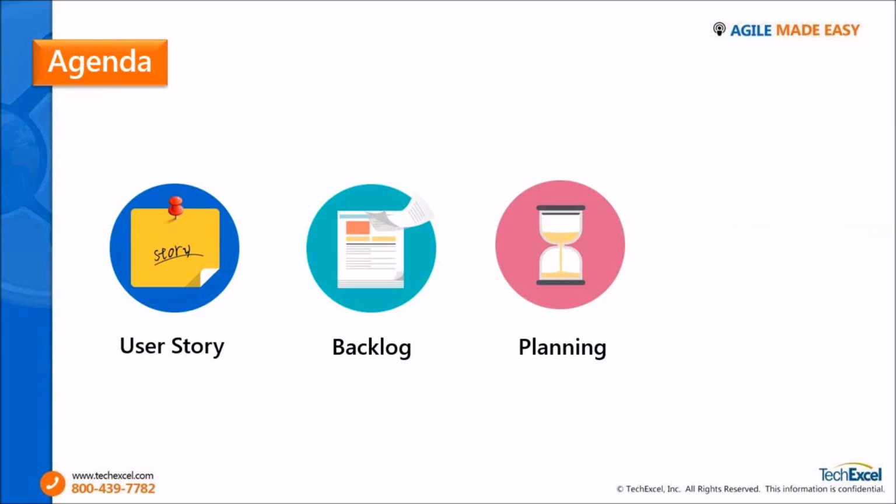Next, we're going to focus on the planning piece. So once we have defined what the user story is, once we have stored the user story, then the next step is to actually plan for those user stories so that we can go ahead and implement those user stories and make them part of the product. So we'll see the different aspects of release planning and also different aspects of sprint planning as well.